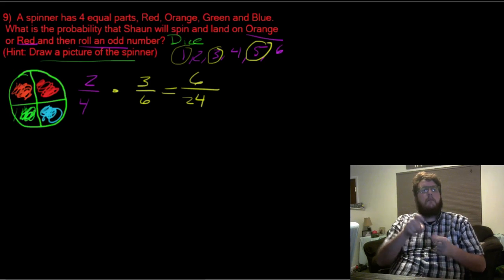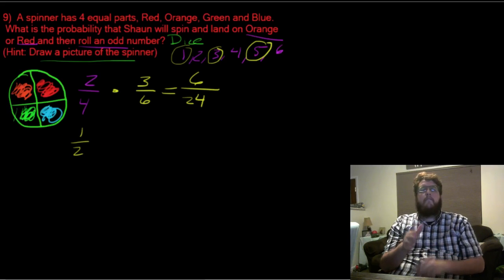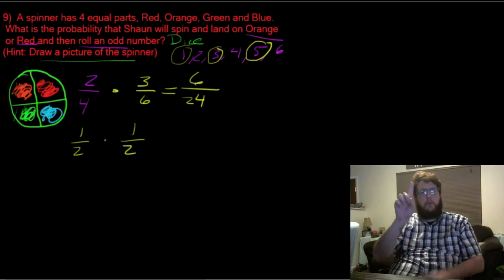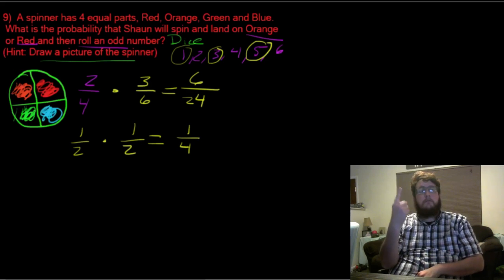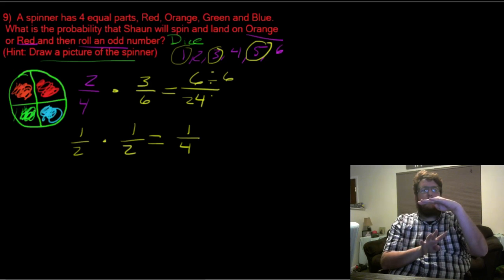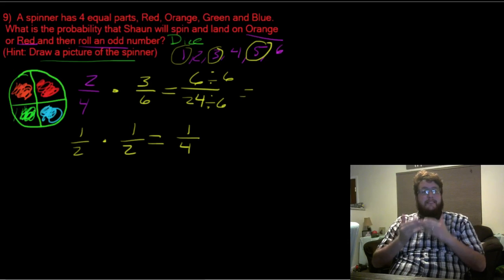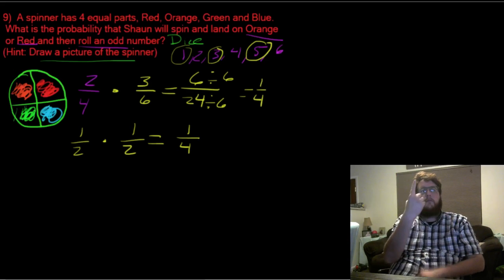And what you may have noticed is that you can reduce both of these fractions. 2 over 4 becomes 1/2, and 3 over 6 becomes 1/2. You can multiply these together to get 1 over 4. And if I divide 6 and 24 both by 6, I will get 1 over 4.